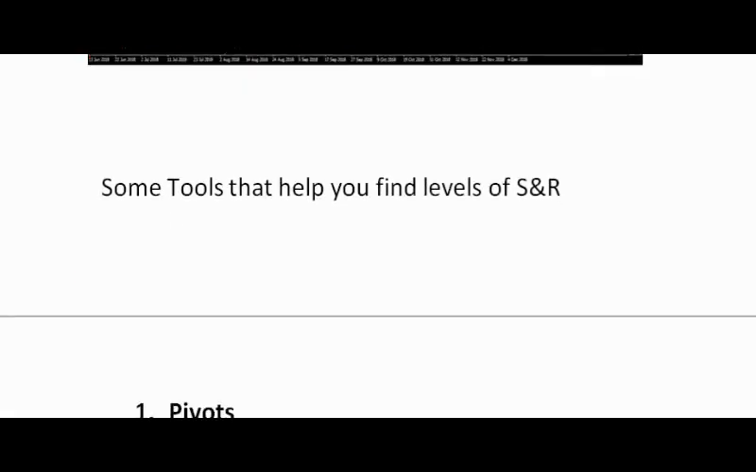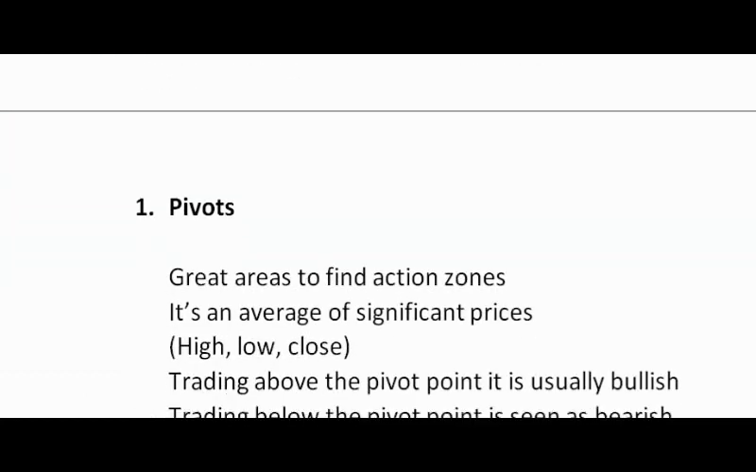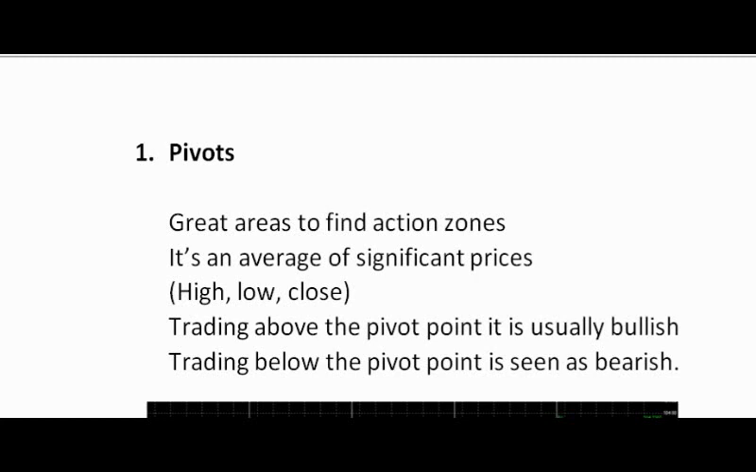So now we're going to go through some tools to help you find these levels of support and resistance, all right? So the first one are pivots, all right? So when you want to find these levels of support and resistance, you can do it by the eye, but you can also use certain tools. One of these tools is a pivot point. So pivots are areas that show significant high, low, and closing prices.